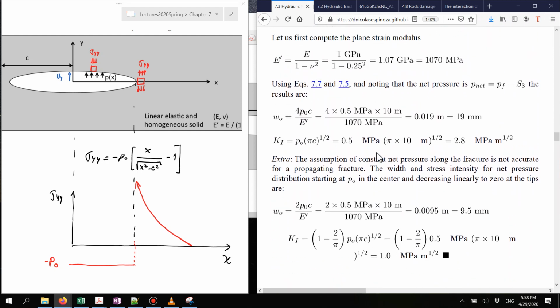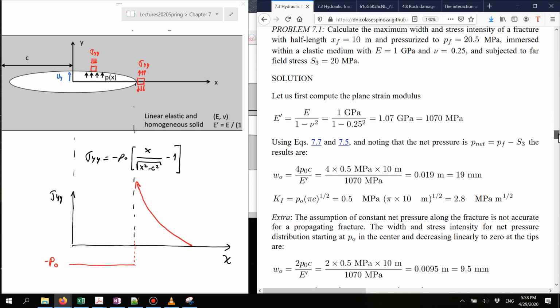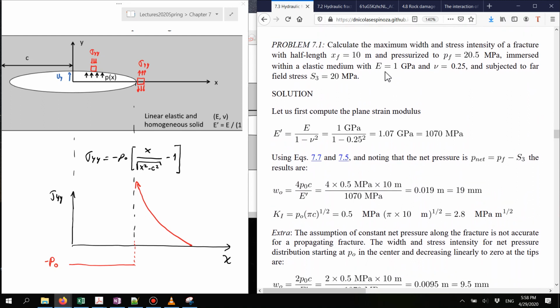In this example, I have one problem in which we know the half length of a given fracture. We know the absolute pressure in the fracture, the minimum principal stress in that medium, and we know the elastic properties of the fracture. And what I ask you is that with the Kirsch equations, you compute the maximum width and the stress intensity at the tip of the fracture for this particular fracture.